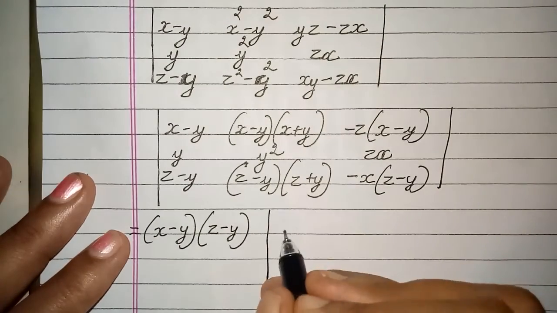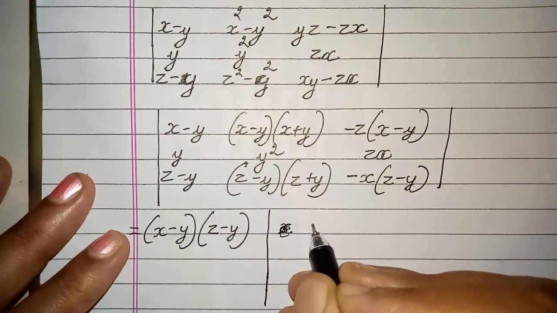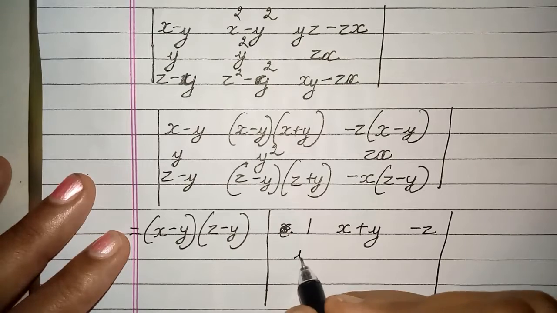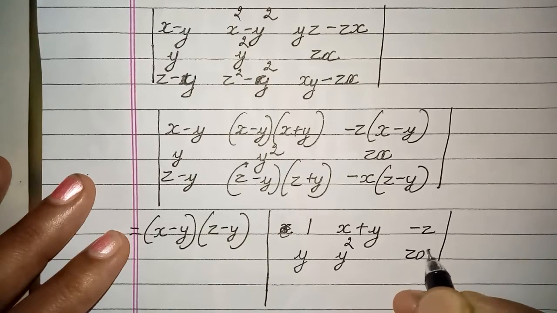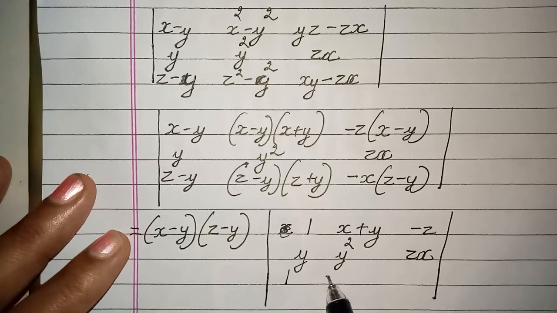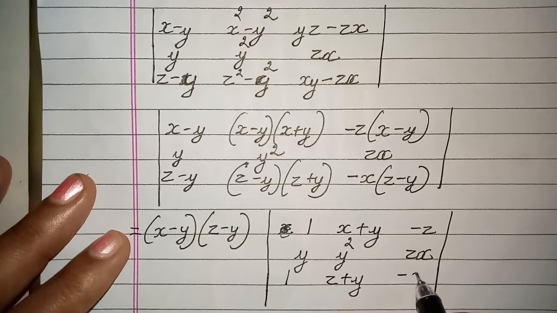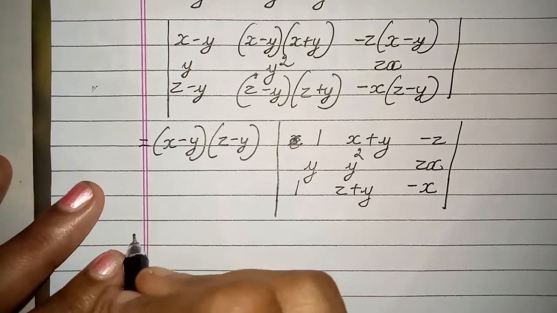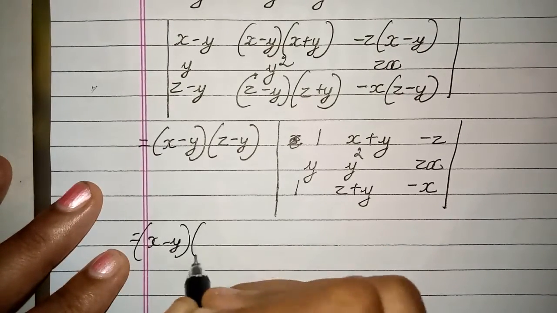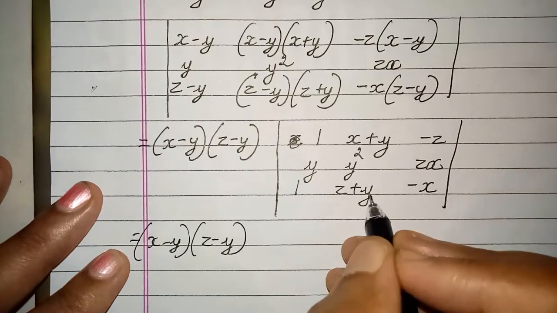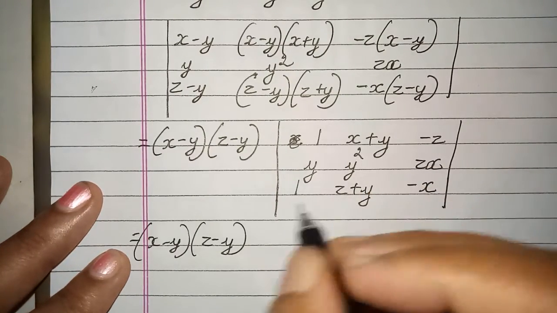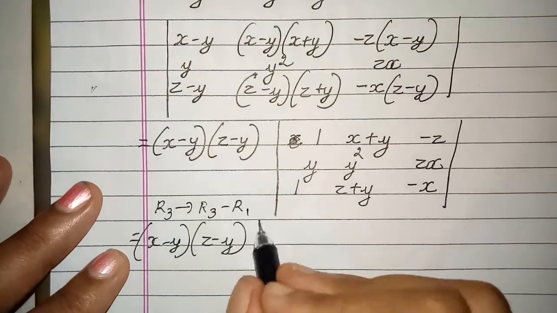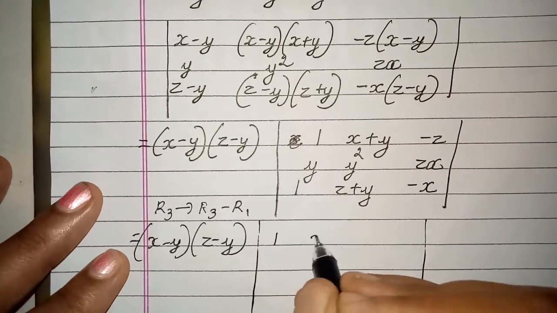So now write the remaining terms. Here you have nothing. Here you have 1, x plus y minus z; y square, zx; 1, z plus y and minus x. Yes. Now you want z minus x also. No, one more bracket is there. So what you can do? X minus y, z minus y. Z plus y minus x plus y will give you z minus x. So you can do R3 minus R1. So R1 I will keep as it is.